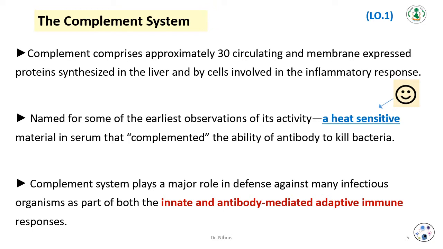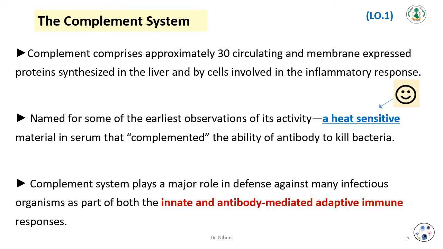It is heat sensitive. Now think about that. What do I mean by heat sensitive? That means that the complement is sensitive to heating. The heating of serum containing complement will destroy the activity of complement. It's a heat-sensitive material in serum that complemented the ability of antibody to kill bacteria.